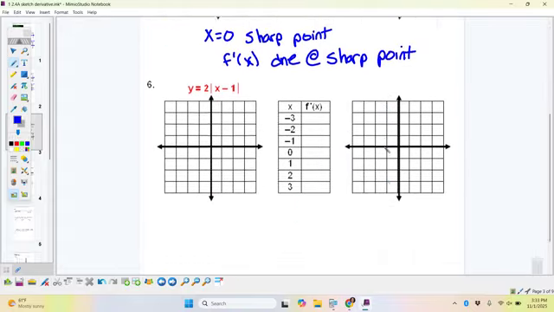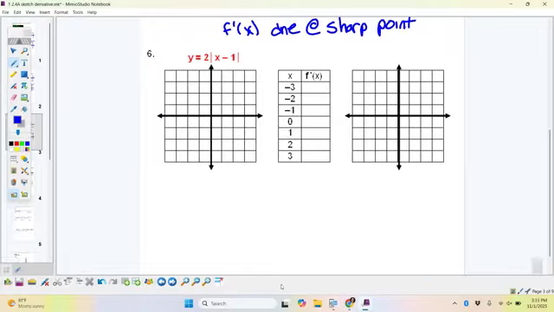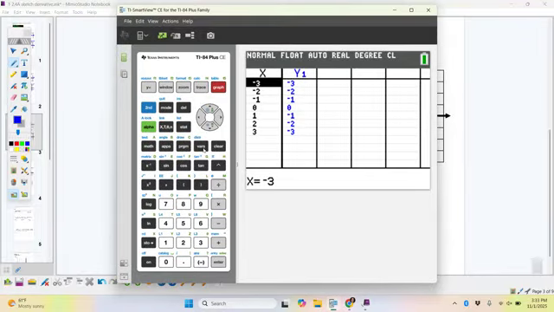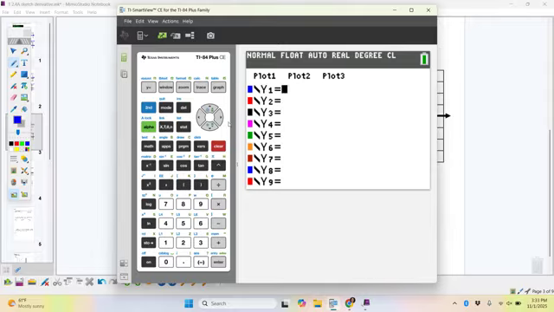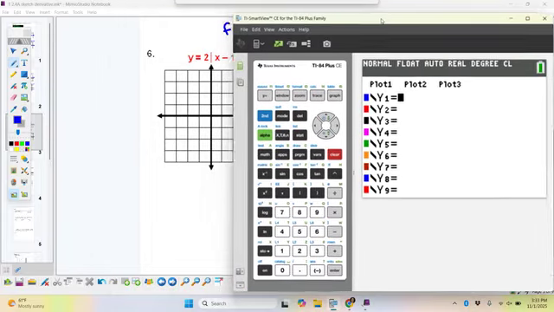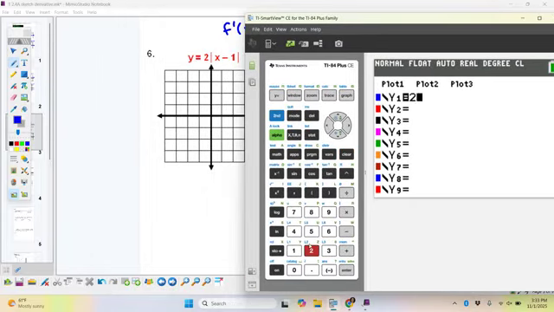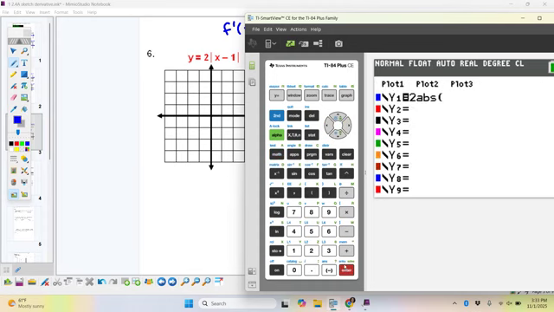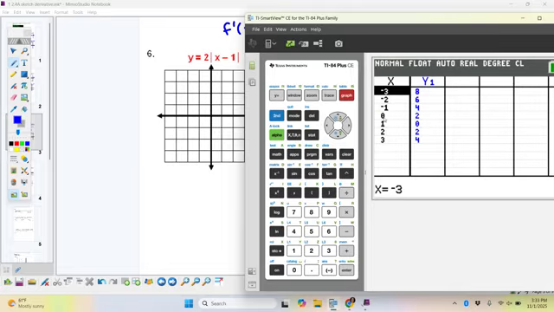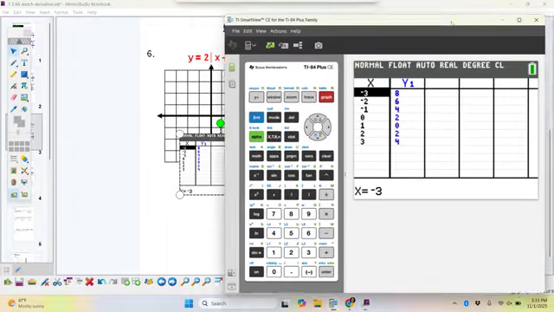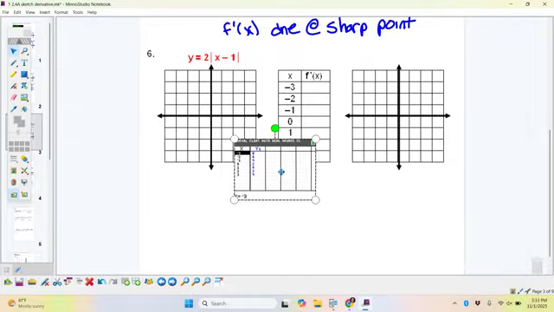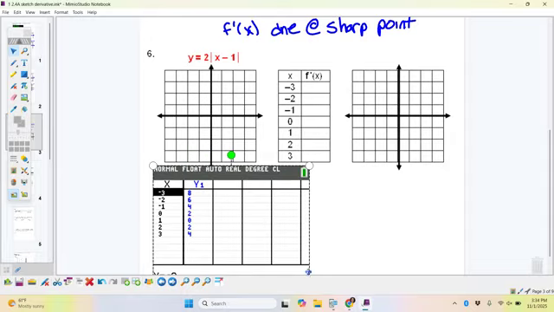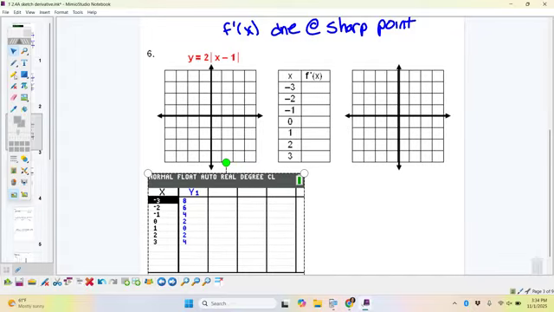All right, let's try number 6. This one we'll just graph in the calculator. Okay, so remember, this is the original function we're graphing. 2 absolute value, absolute value, x minus 1. I'm just going to go to my table. All right, so this is the original function's y values.